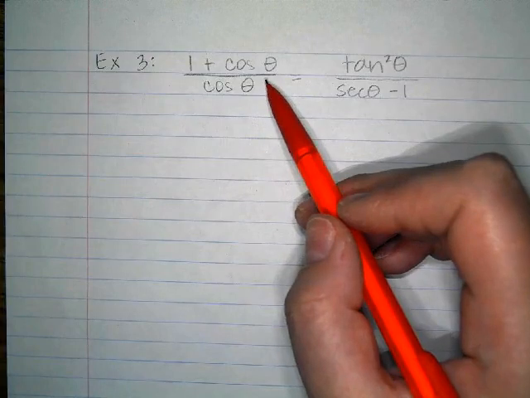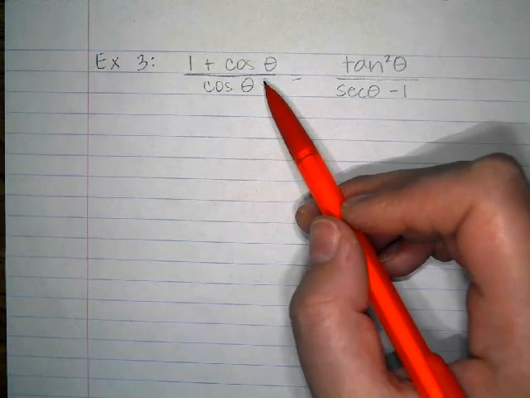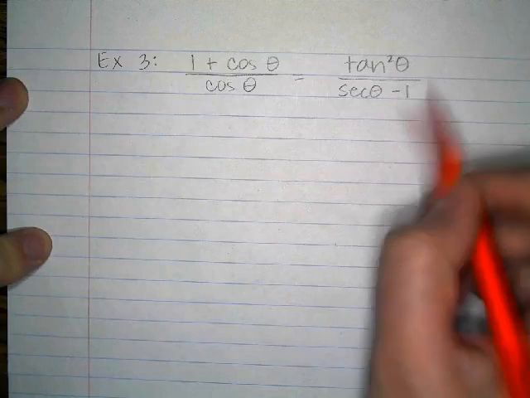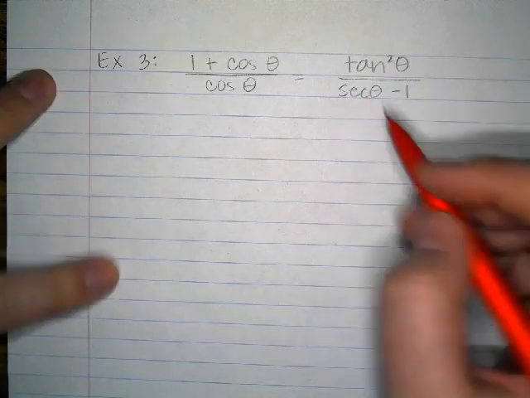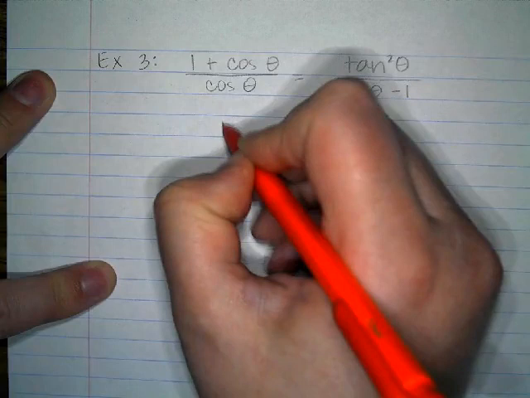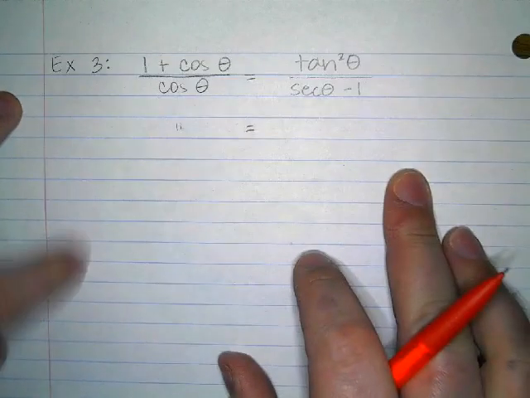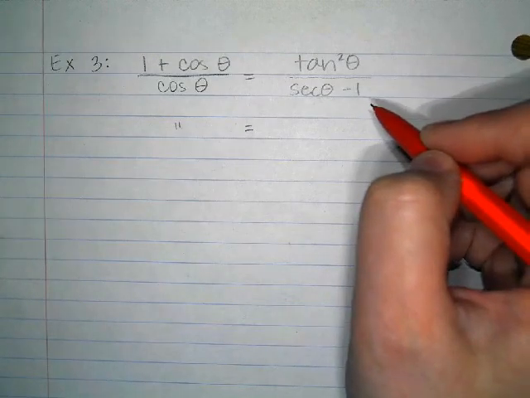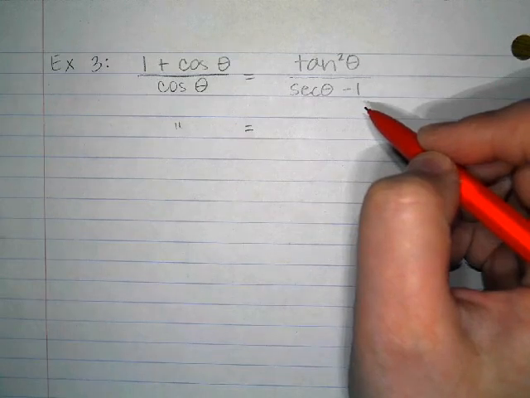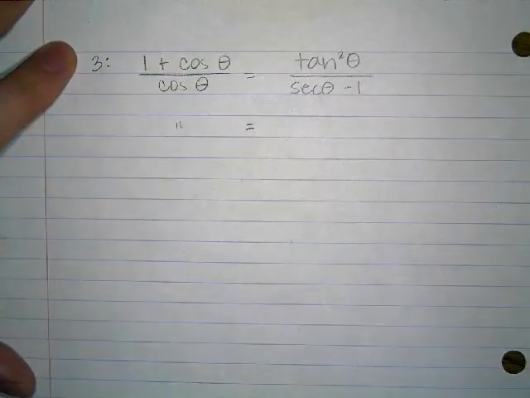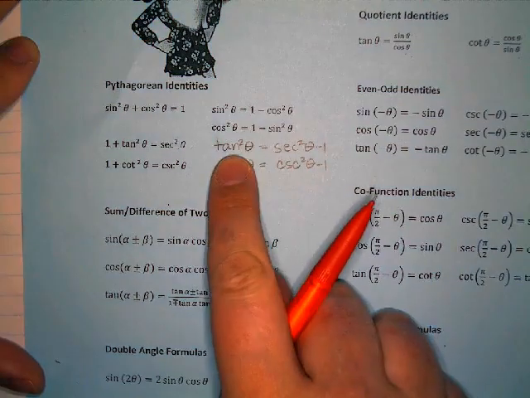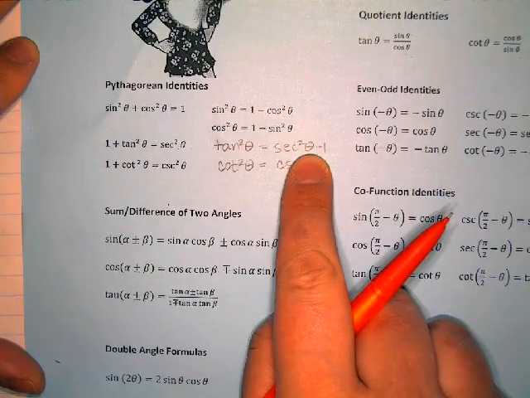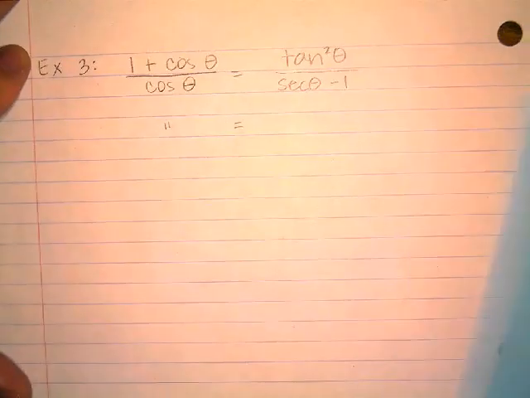The left side is what we're going to keep the same the whole time, and the right side is what we're going to work with. So anyone have any ideas? Okay, so if you look at tan squared, it's a Pythagorean identity, and tan squared can become secant squared minus 1. So we're going to take the tan squared out, and we're going to write secant squared minus 1 over secant minus 1.